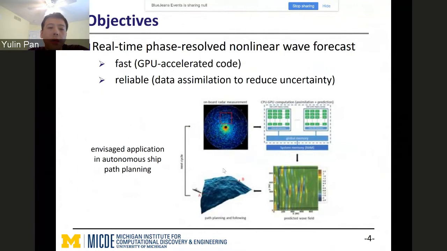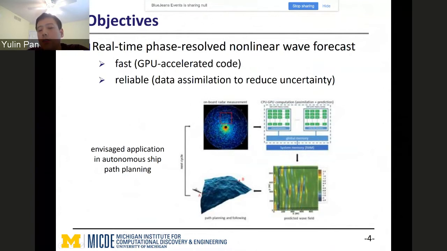For example, here is one of the envisaged applications in the autonomous ship path planning. We start with a radar measurement on the ocean surface to get a snapshot of the wave field. And then we put the snapshot into the CPU-GPU heterogeneous computation architecture, which will give us the prediction of the wave field in the next few minutes.